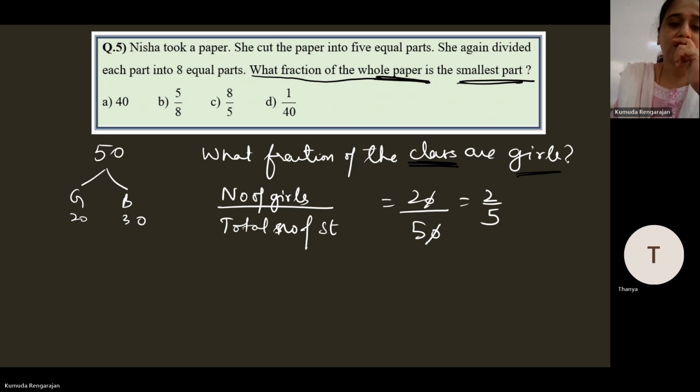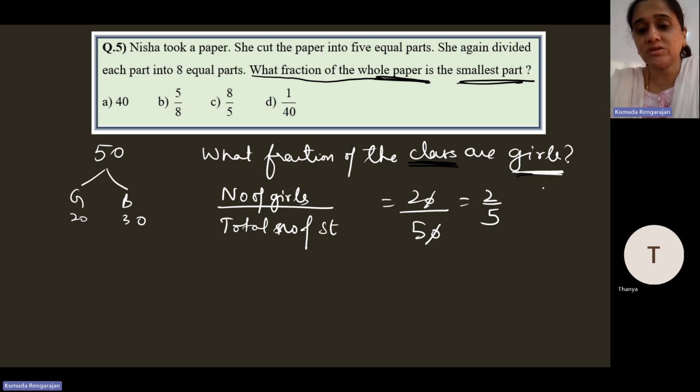So when you have to find this fraction, it has a numerator and a denominator. What forms the numerator? The number of girls. And what forms the denominator? The total number of students, because they're asking what fraction of the class are girls. If the question is what fraction of the class are boys, that will be the number of boys by the total number of students. Then it will be 30 by 50. The 0s cancel, 3 by 5. So 3/5 of the class are boys.